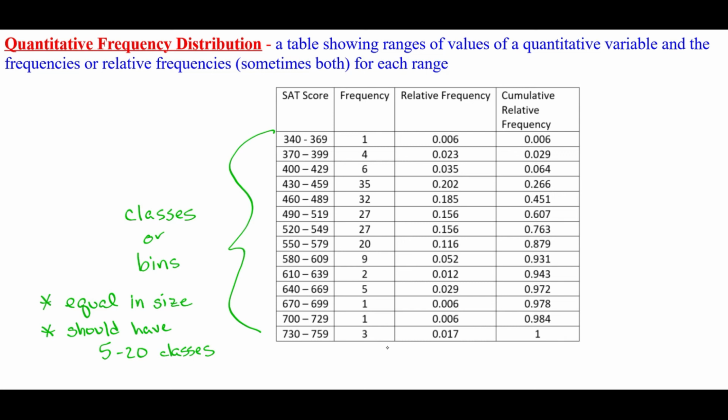So remember, frequencies are just counts. Relative frequencies we would get by taking each of the counts and dividing by the total. The cumulative relative frequency, we would add up all of the counts up to and including that bin or class and then divide by the total. So your cumulative relative frequency should always end with 1 because then you're dealing with 100% of your data. These relative frequencies and cumulative relative frequencies can be in the decimal form or they could be in percent form.